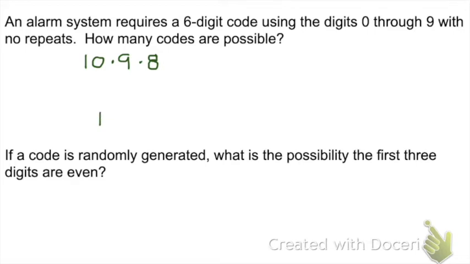I'll write the rest of it out actually. So there's your 4th digit, here's your 5th digit, and here's your 6th digit. That is the same as having 10 permutation 6. I have 10 numbers I can choose from, and I'm going to order 6 of them. There is a way to do this on your calculator.